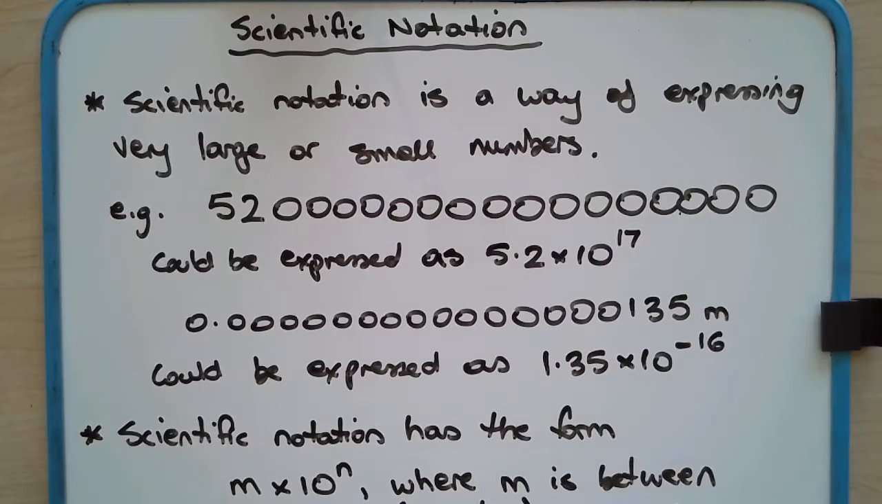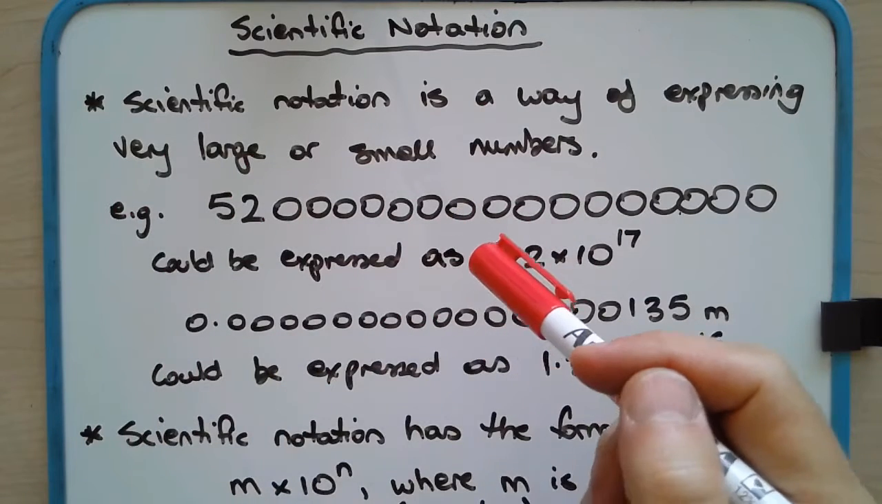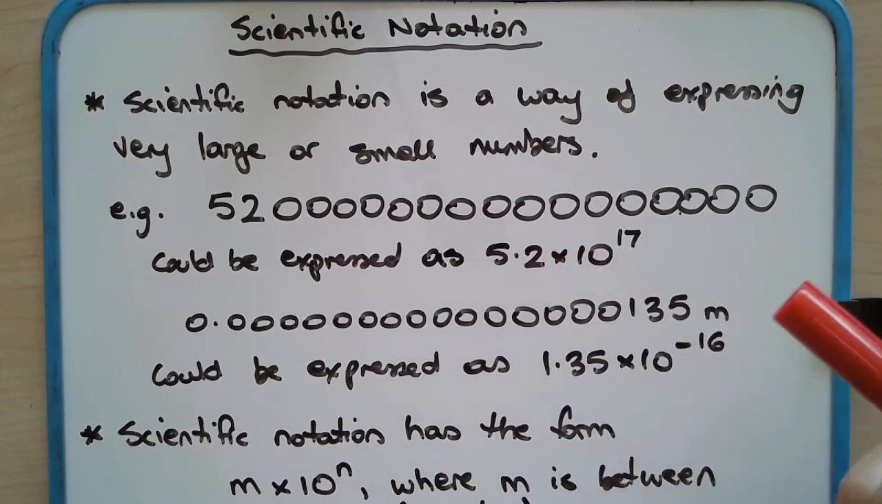Let's have a look now at scientific notation. You may have seen this before, but it's good to have a recap. Scientific notation really is a way of expressing very large or very small numbers conveniently.